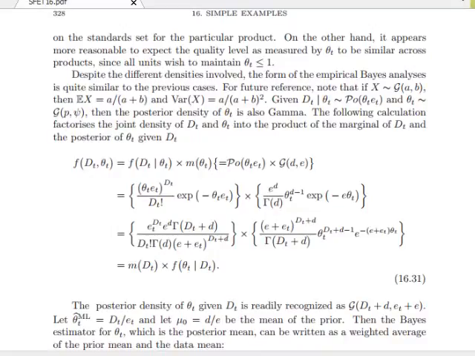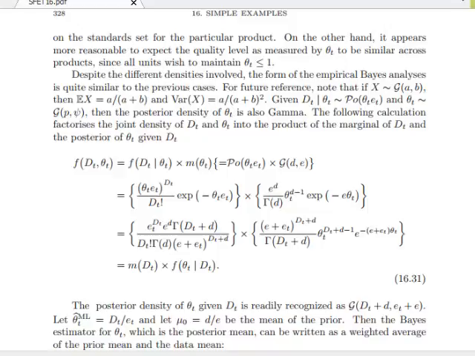So I set the mean equal to a over a plus b, using the sample of observed qualities for all of the different processes. I can calculate the mean, set it equal to a over a plus b, calculate the variance, set it equal to a over (a plus b) squared, solve for a and b, and I have my empirical Bayes estimator of the hyperparameter.